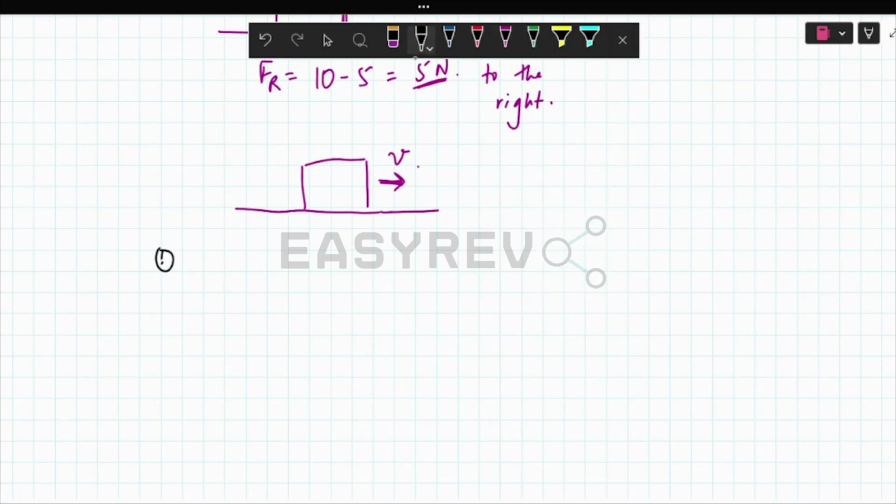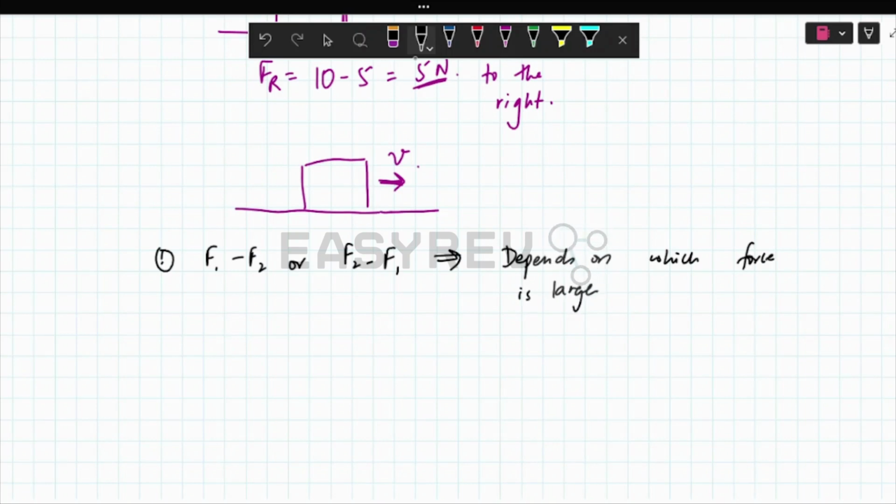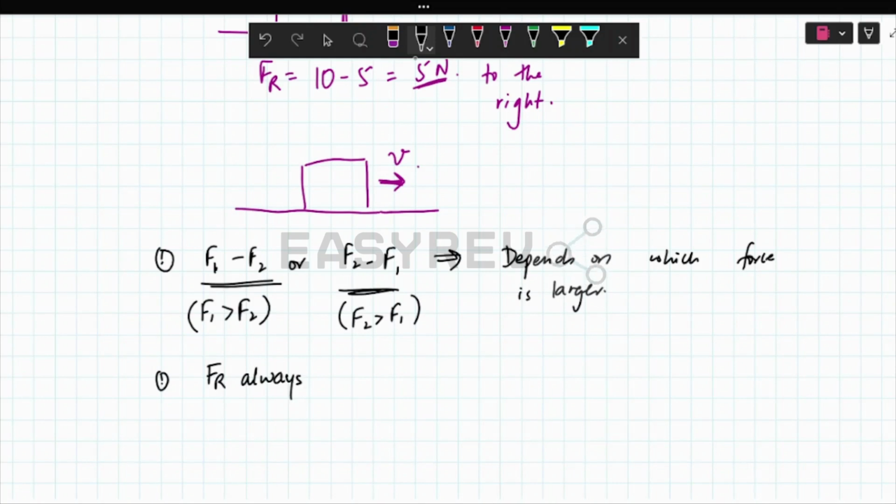The first point being that writing F1 minus F2 or F2 minus F1 ultimately depends on which force is larger. So if F1 is larger than F2, you'd be inclined to pick this. And if F2 is larger than F1, then you'd be inclined to pick the second expression. The point to follow up after this is that the resultant force always points towards the larger force.